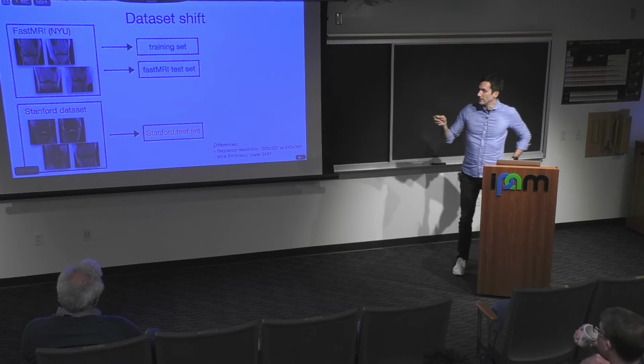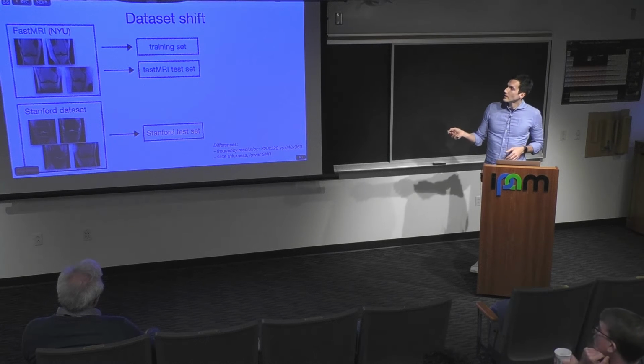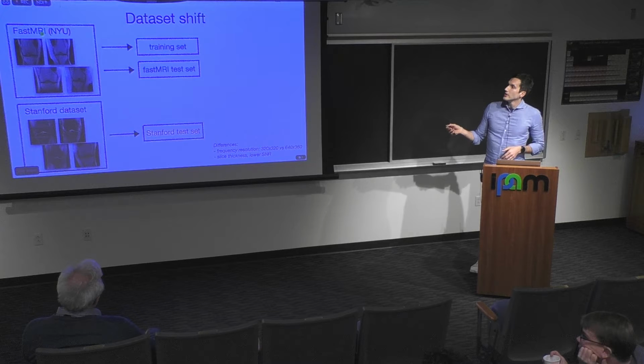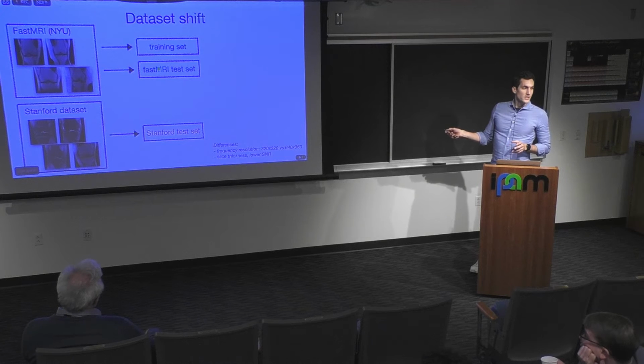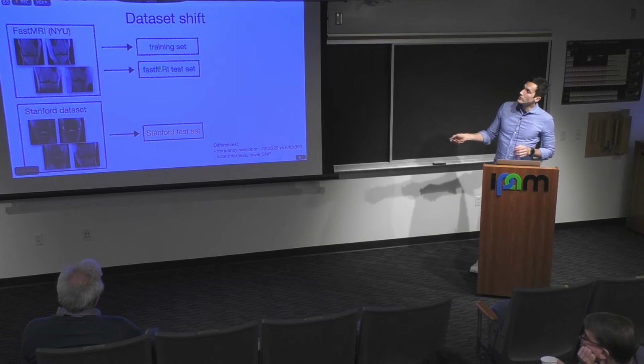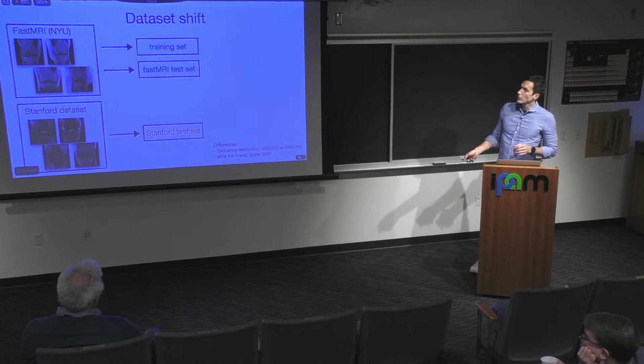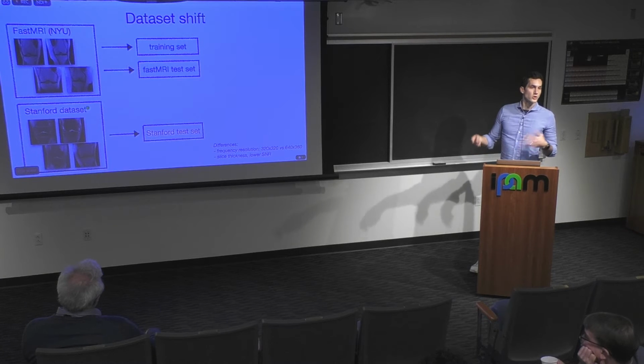So here's a concrete experiment. Here we take the fastMRI data set, right? So this is collected at New York University again. And we split it into a training set and a test set. That's just as before, right? But now we're also going to take another data set that also consists of knees, right? So it's not outrageous. It's also MRI images, also knees.